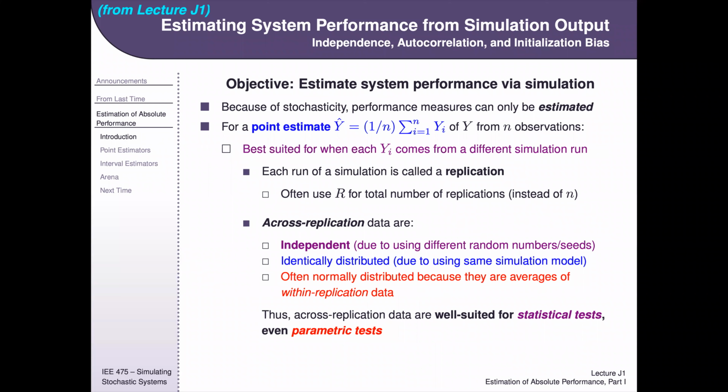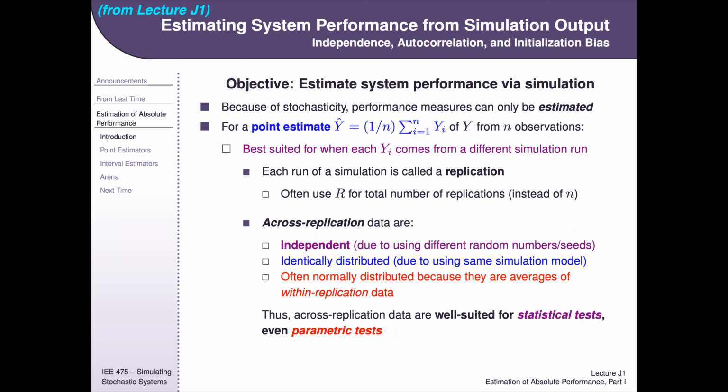Now, as I said, each run of a simulation we're calling a replication. I'm going to often use capital R to represent the number of replications. Across replication data are independent, identically distributed, and often normally distributed because they're often themselves generated by summing processes. So the central limit theorem often really helps us with these across replication data. Because of that, I can usually use things like t-tests and ANOVAs, because they meet all of the assumptions of that.